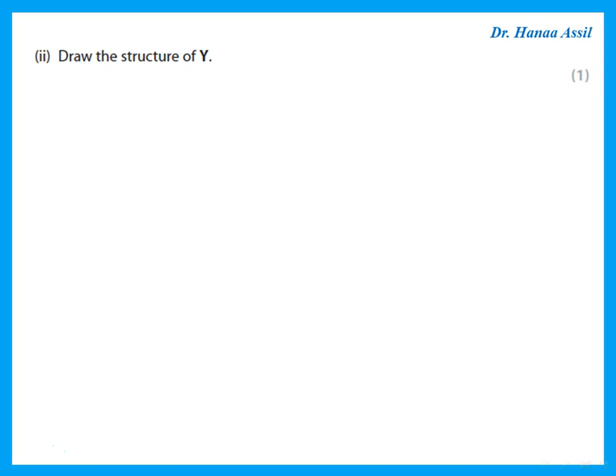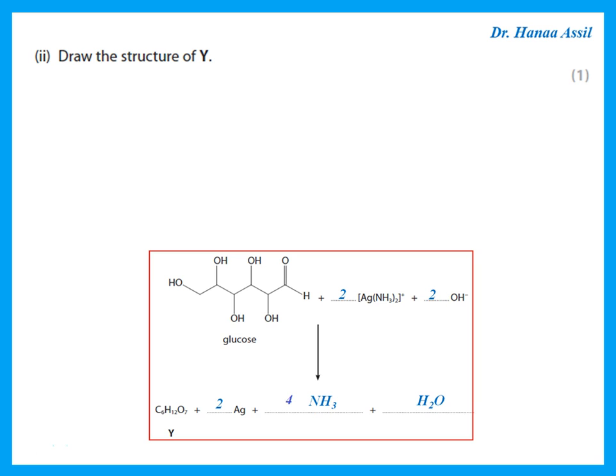Draw the structure of Y. What is the structure of Y? You should realize that when you have an aldehyde and you add Tollens reagent, it is an oxidizing agent. So it will oxidize the aldehyde to acid. So this would be the structure of Y.